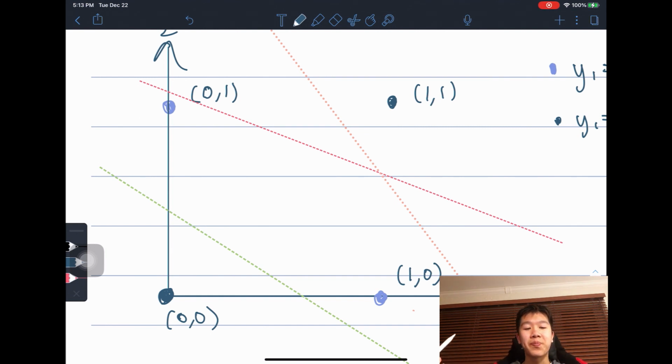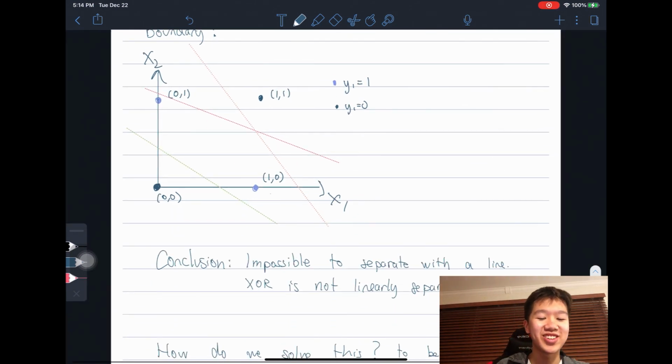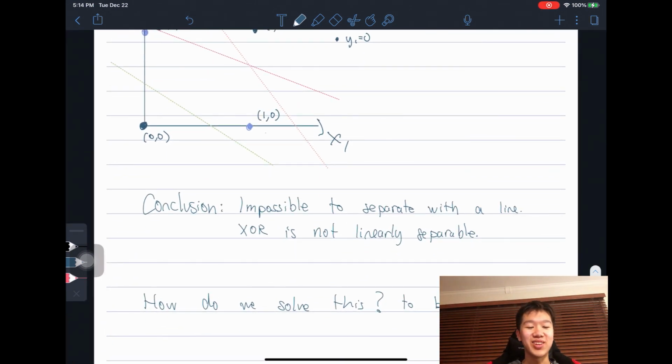And so now I can challenge you to find a boundary that can split the two of them. And you'll see that it's actually impossible. If you guys can do it, you guys are a fraud. I don't know how you do it. You're just lying. I won't believe you.